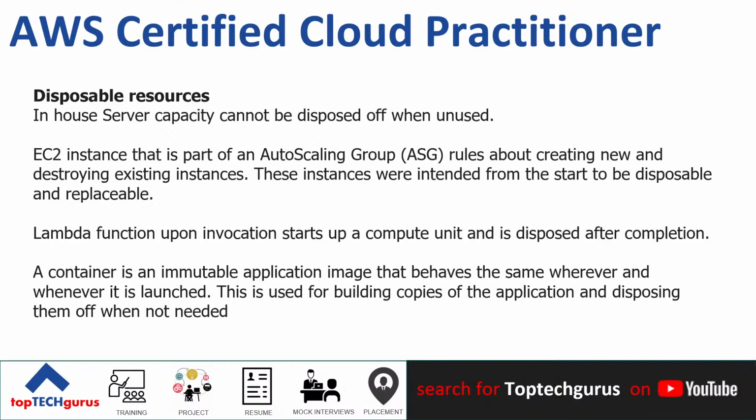A container is another place where we have disposable resources. A container is an immutable application image that we launch as a whole application, and then when we don't need the application, we can actually stop it and stop using it anymore. So these are examples where we do use disposable resources, and it is a very good design principle, but it's not relevant to our question of availability.